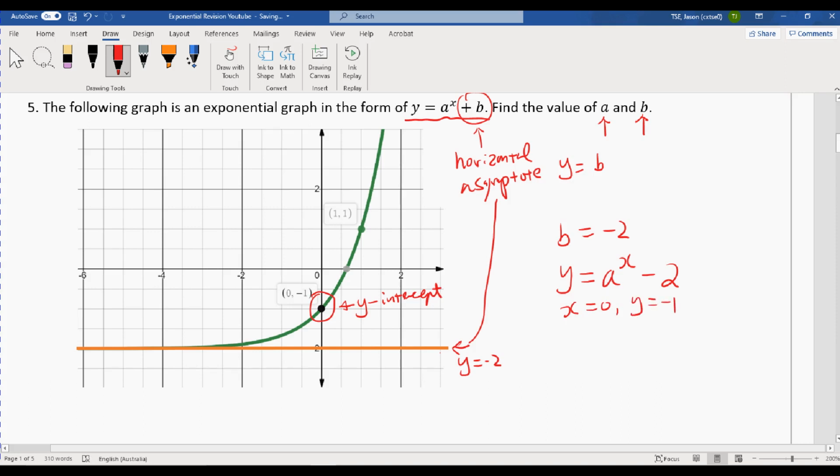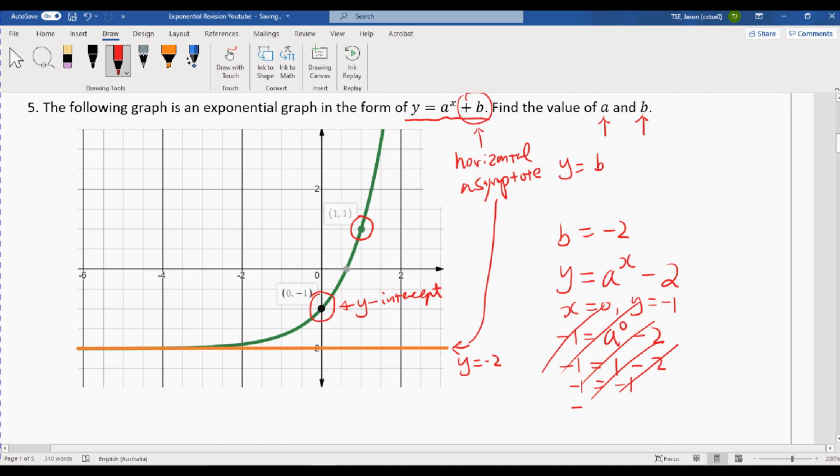Can this point work? Let's see. So you put x equals 0, y equals minus 1, so a to the power 0 minus 2. Unfortunately, you see that a to the power 0 becomes 1. So it's still true, but you can't find a, because when you do a to the power 0, it just becomes 1. You lost the information for a. So that means it doesn't work. So in the examination, don't give up. Go back and see another point, 1 and 1. So if the y-intercept doesn't work, try another point.